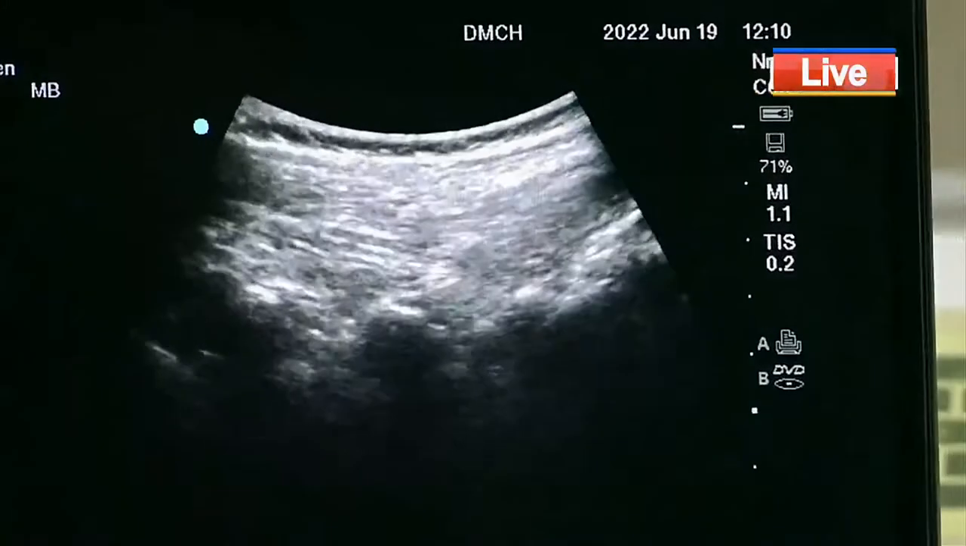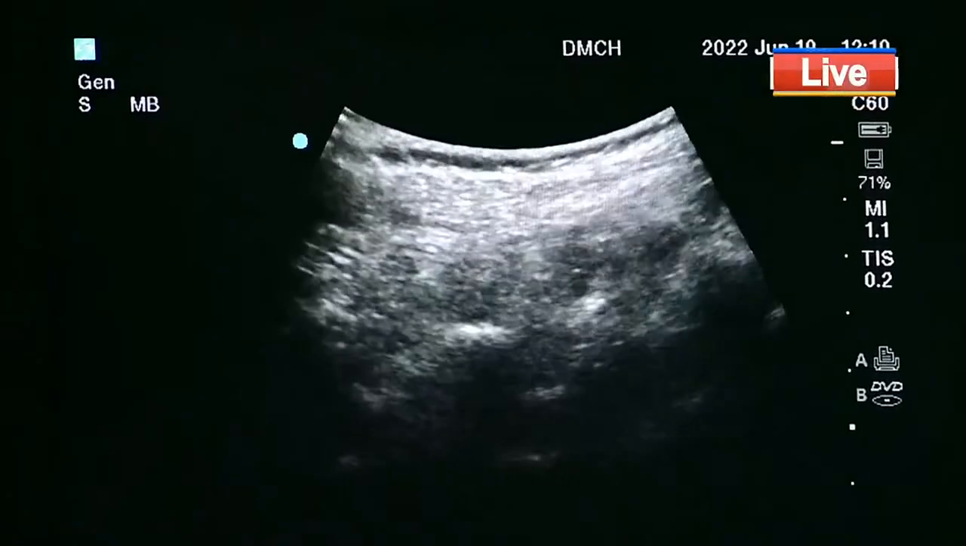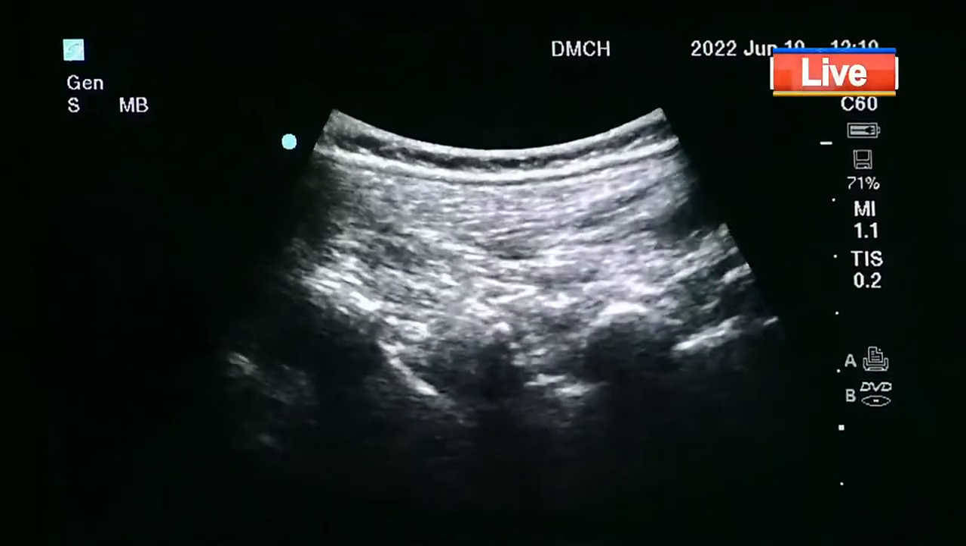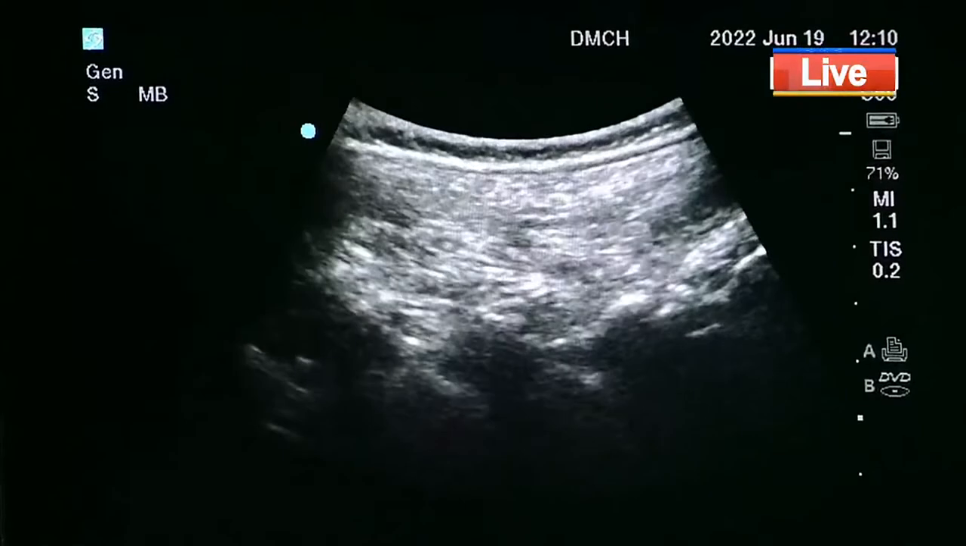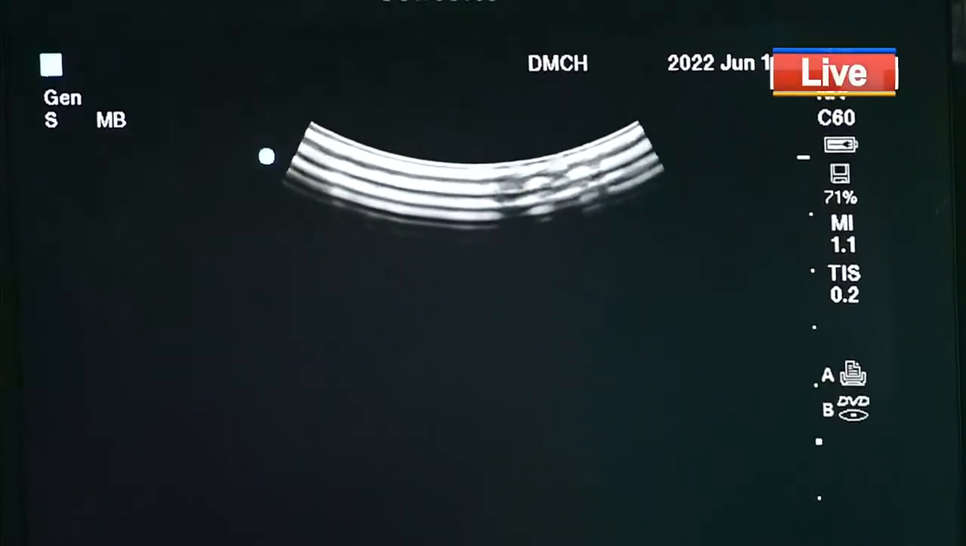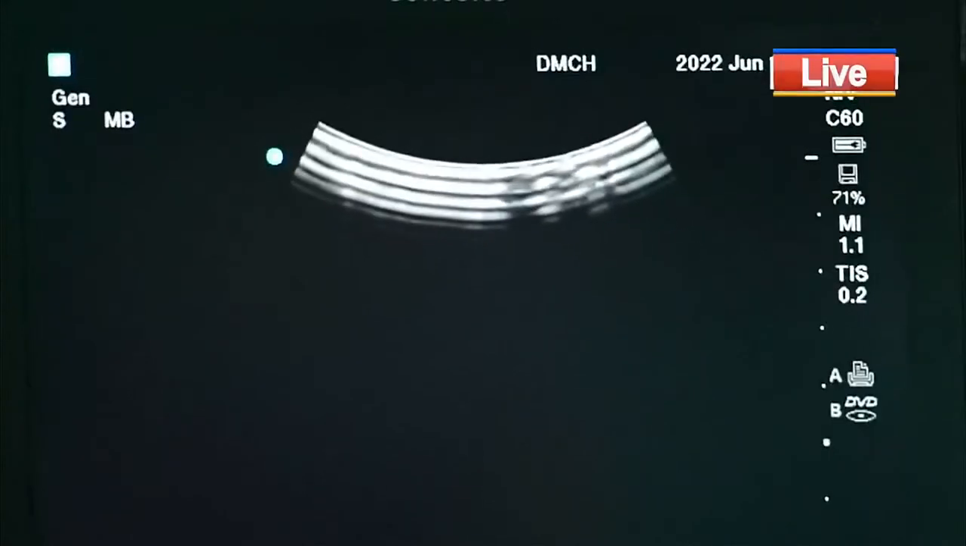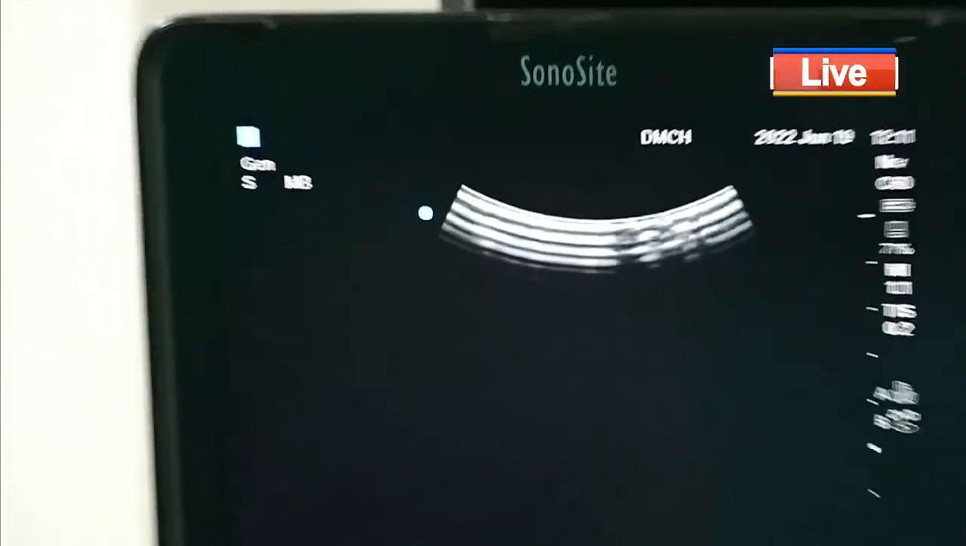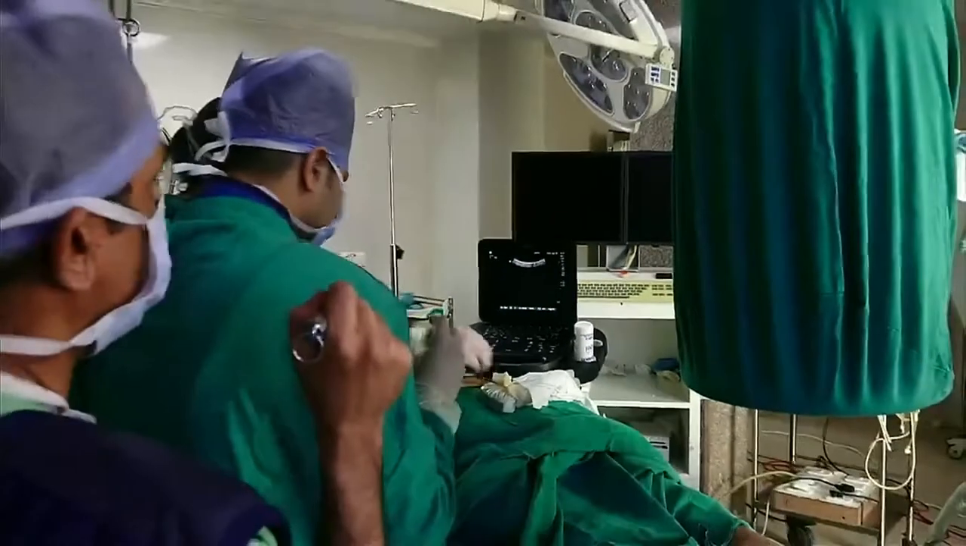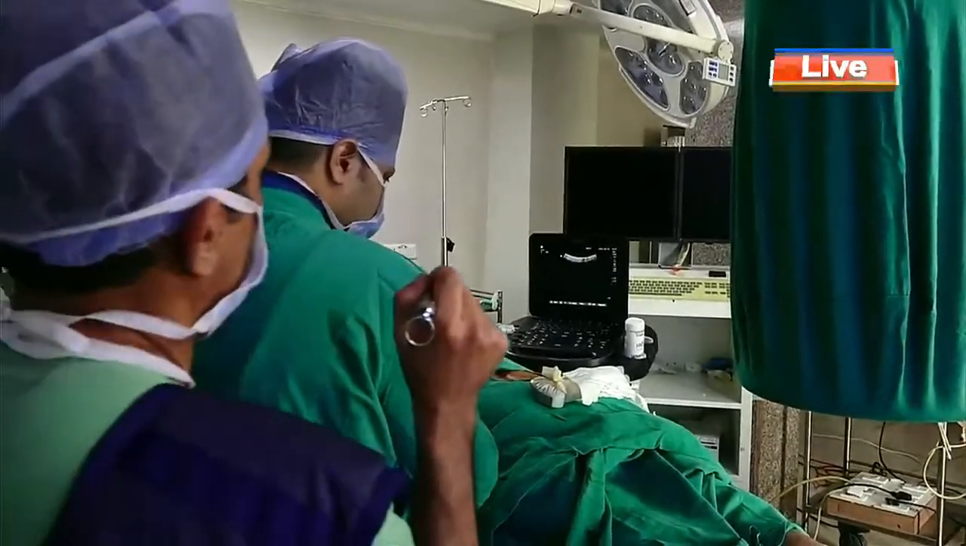So you should not be at the caudal end, it's better to be at the cranial end. Okay? So I think we are done with this. Now we're just going to achieve some hemostasis, and we go with the transforaminal procedure quickly.